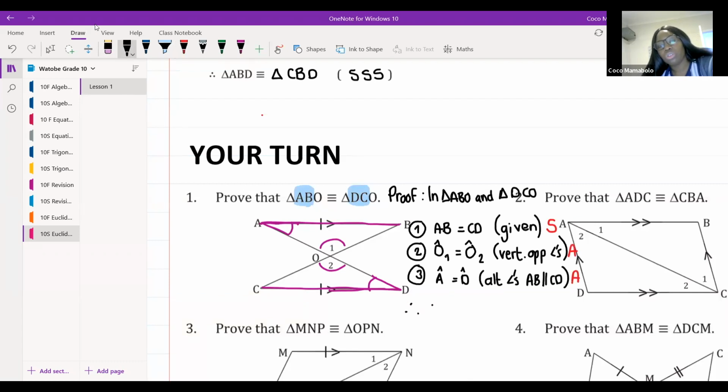Therefore, triangle ABO is congruent to triangle DCO, and my reason is side, angle, angle, or angle, angle, side. Doesn't matter which way you write. I'm going to write angle.